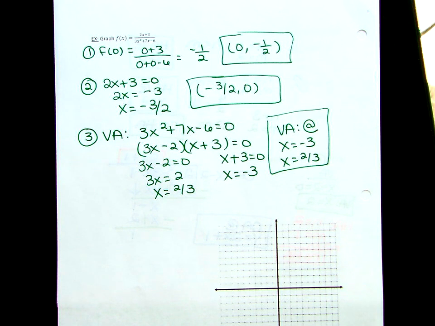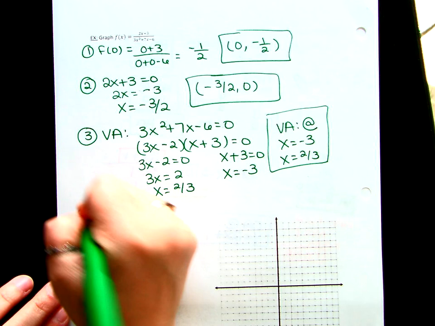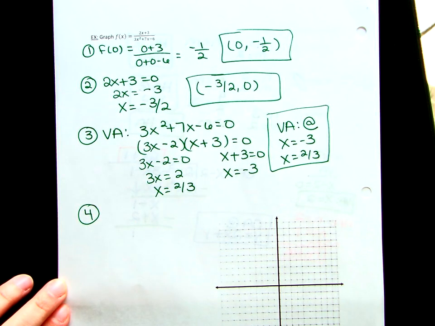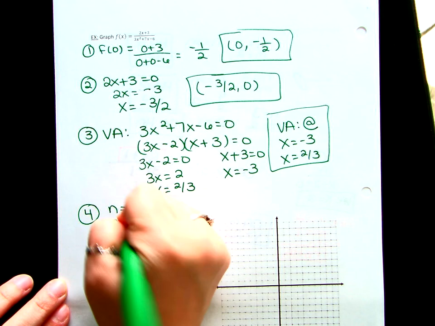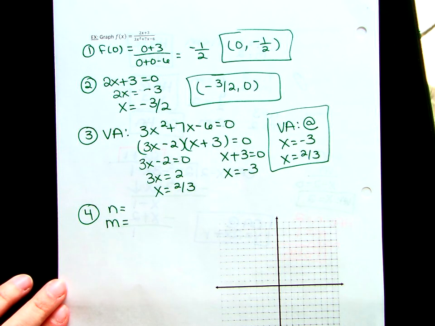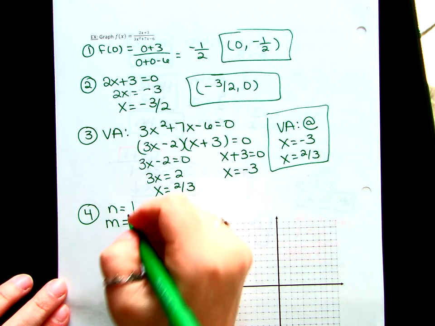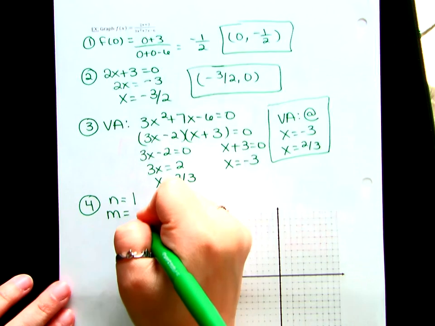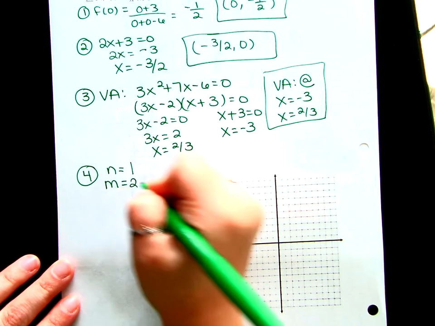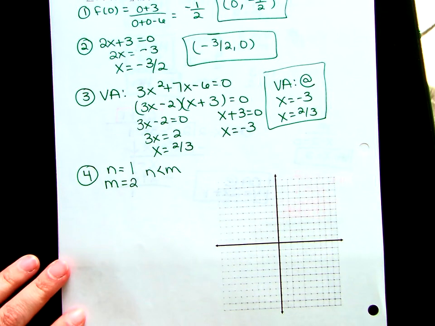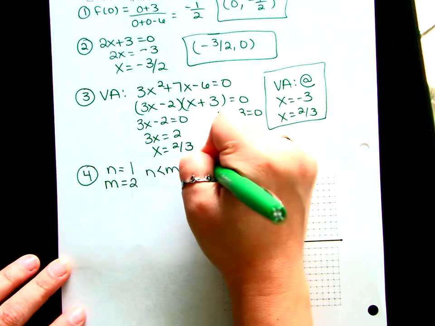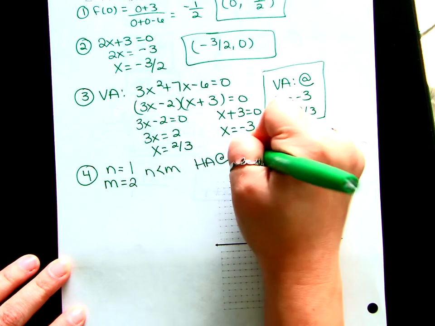Step 4, let's look at the degree of the top versus the degree of the bottom for our horizontal asymptotes. The degree of the top is what? 1. Degree of the bottom is 2. So we have n is less than m, and when n is less than m, what do we know? Yes, we have a horizontal asymptote at y equals 0. So we got a lot of information.